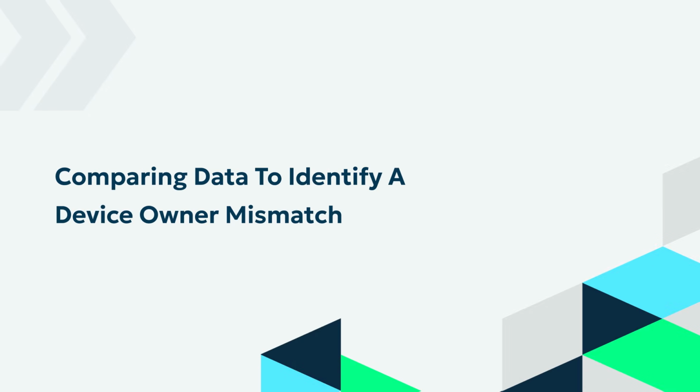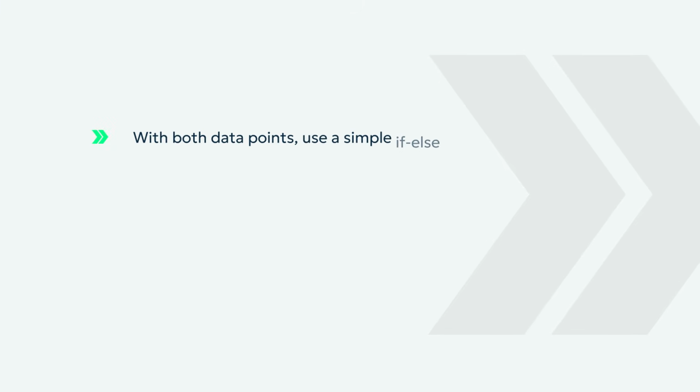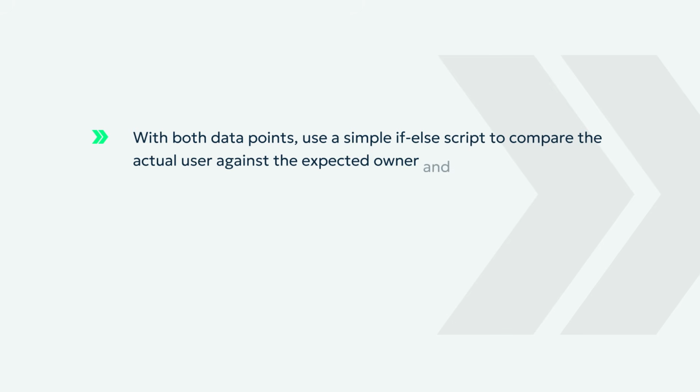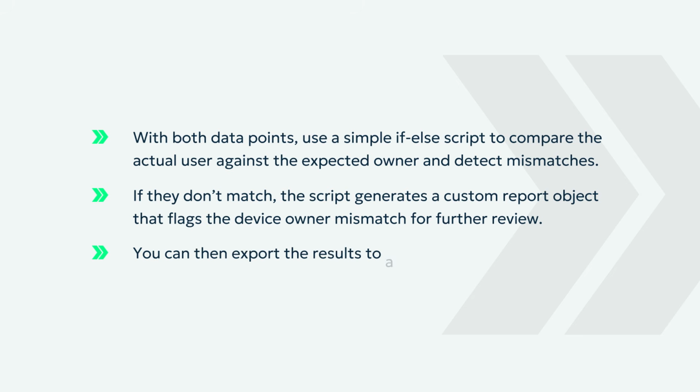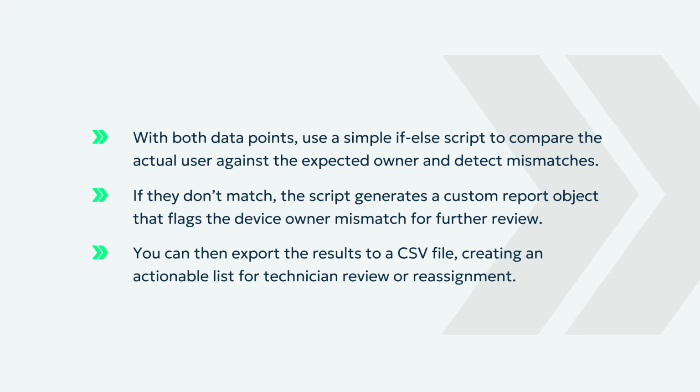Comparing data to identify a device owner mismatch. With both data points in hand, use a simple if-else script to compare the actual user against the expected owner. If they don't match, the script generates a custom report object that flags the device owner mismatch for further review. You can then export these findings to a CSV file, giving you an immediate actionable list that requires technician review or reassignment.